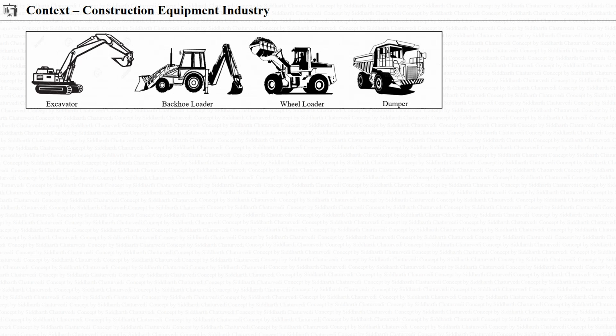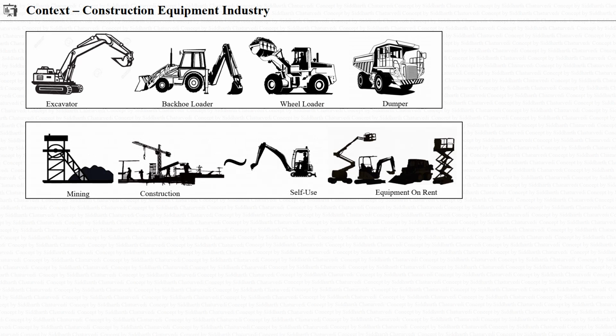We will put the 6Ps framework in context by using the construction equipment industry as an example. The construction equipment industry manufactures products like excavators, backhoe loaders, wheel loaders and dumpers. These products are used by customers who work in the mining and construction business. Customers generate revenue by using these machines in their own mining and construction business, or by offering them on rent to other customers who are engaged in similar business.